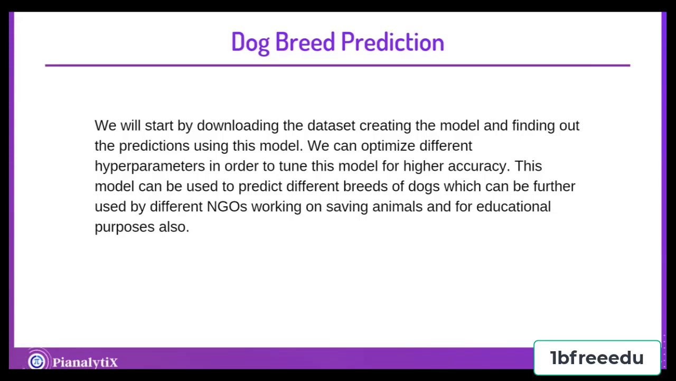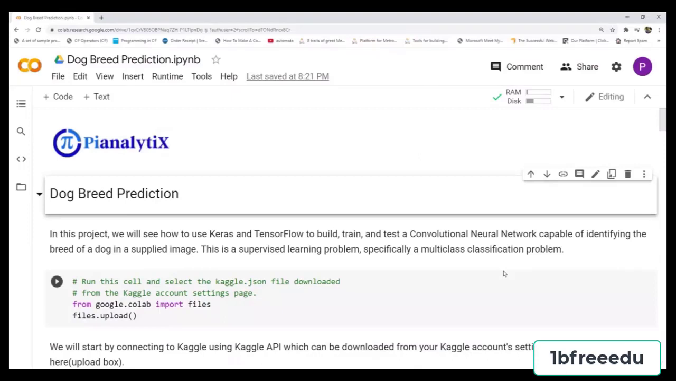So let's get started. In this project, we will see how to use Keras and TensorFlow to build, train and test a convolutional network which will be capable of identifying the breed of a dog. We will use Google Colab for this project as Google Colab provides high computational power and we require that.